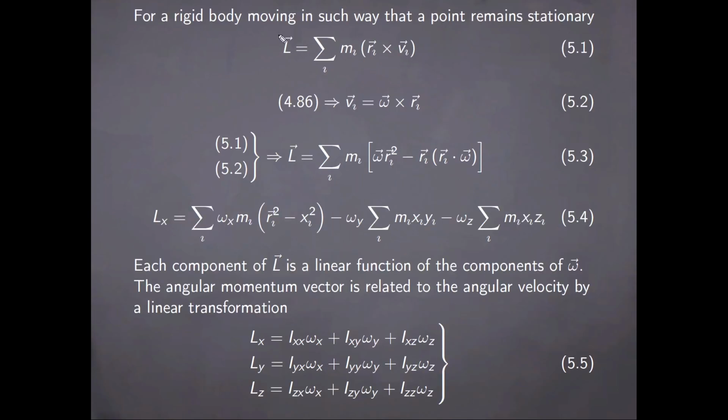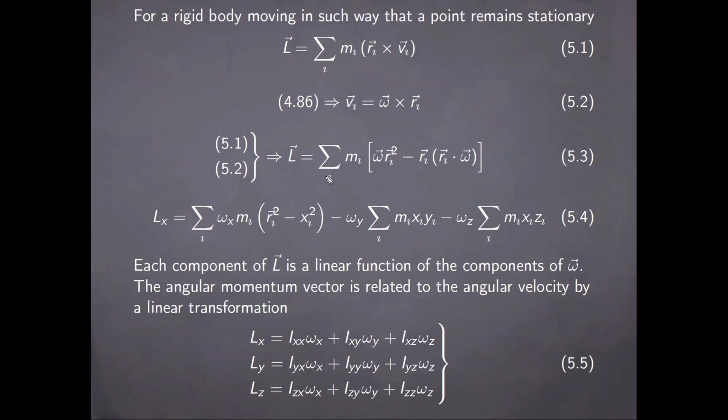For a rigid body moving in such a way that a point remains stationary, the angular momentum has the expression here. And now from 486, we know how to write the velocity vectors associated to each particle i, and if we put these two results together, we can rewrite the angular momentum vector in a slightly more involved way, which is given here.